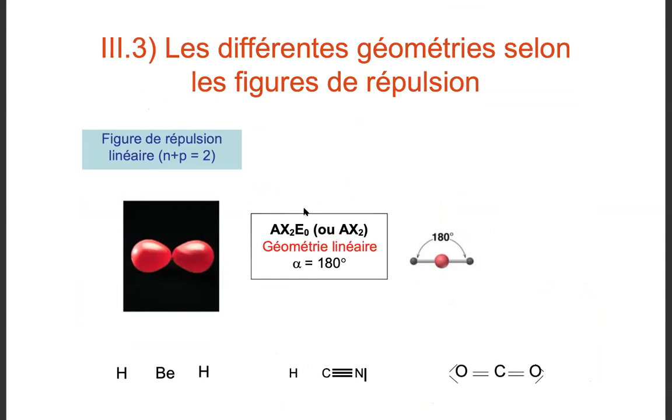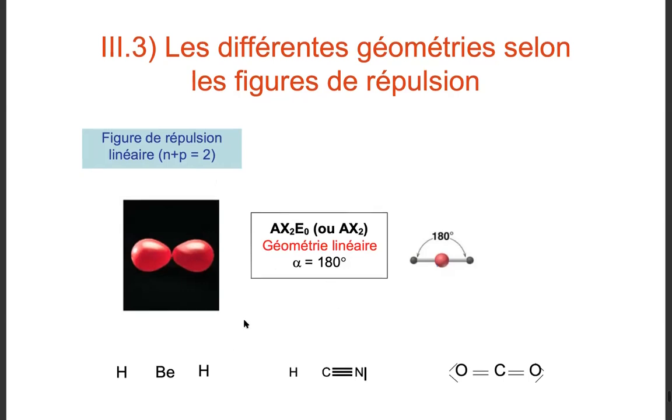And when you add 0 plus 2, you're going to have la figure de répulsion linéaire, AX2E0. N plus P, which is 0, equals 2. It will give 2. Then the A is just to represent the central atom.